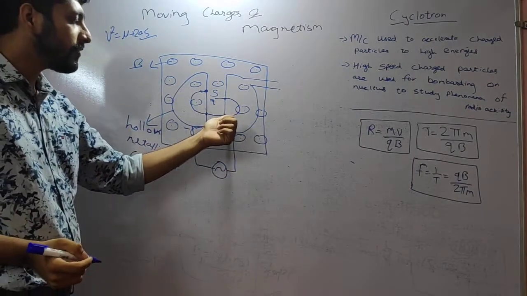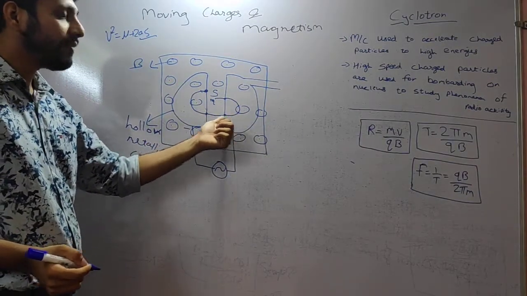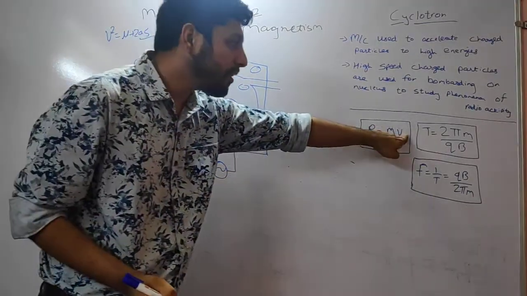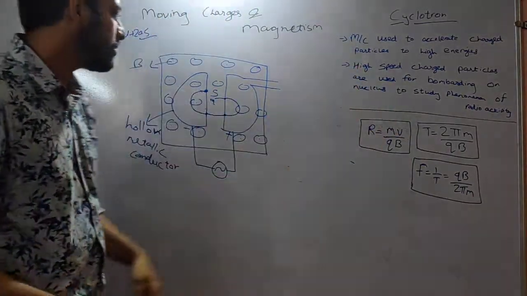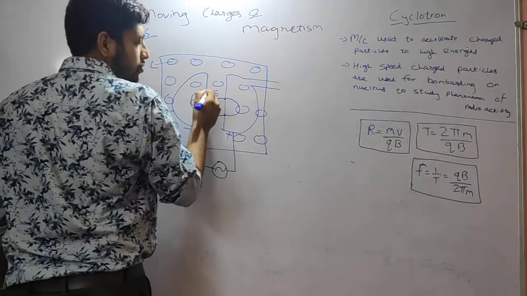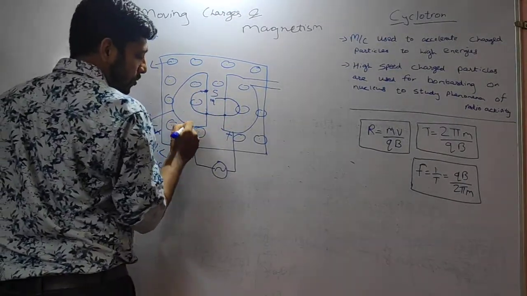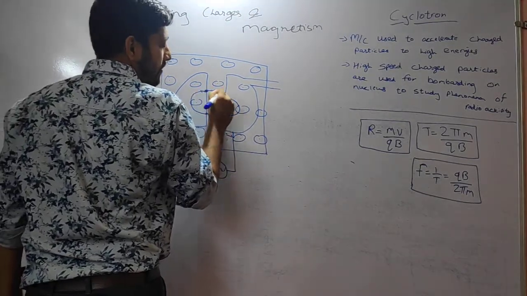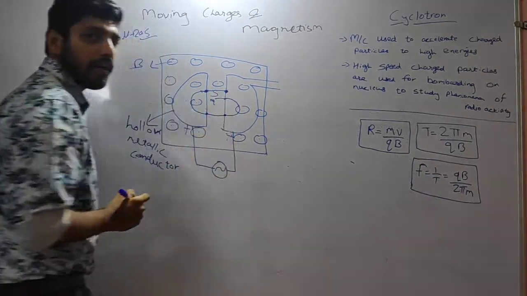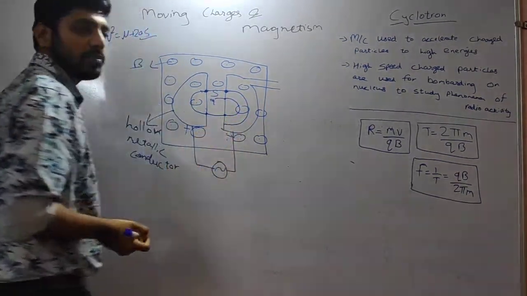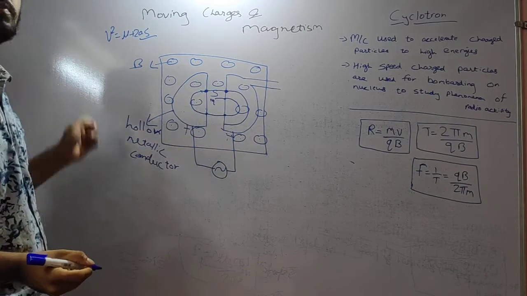Here you can see that the velocity from here to here changes. Velocity increases, and as the velocity increases, R will also increase. So the radius becomes big. Again, as soon as it reaches here, once again we change the polarity. This will become plus and this will become minus. Again it will be attracted towards this, the velocity will again increase, and it will increase the radius. And similarly the system goes on.